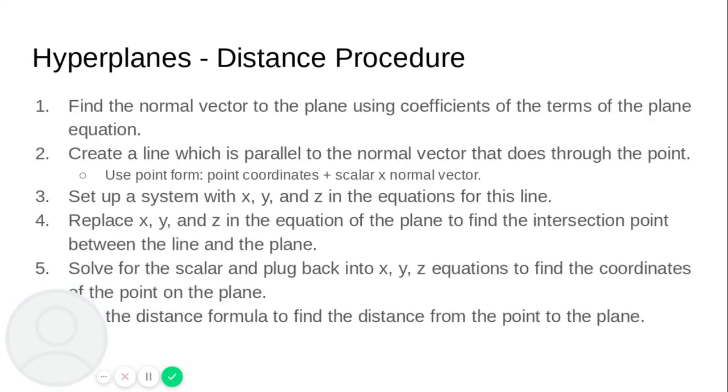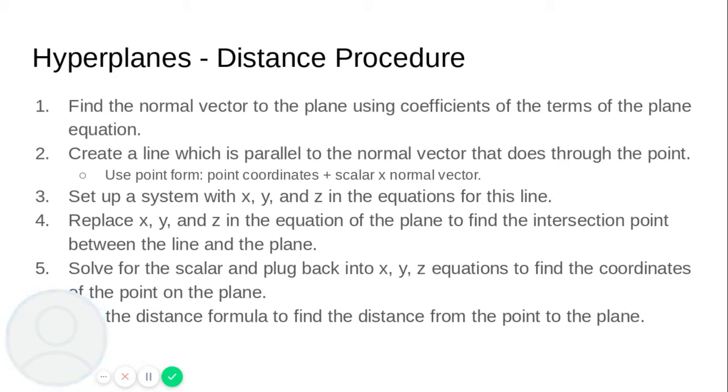So, the procedure for finding distance. First, we want to find the normal vector to the plane using the coefficients of the terms of the plane equation. Again, that comes from the general form. Then we want to create a line which is parallel to the normal vector and does pass through the point. So use the point form: point coordinates plus scalar times normal vector.